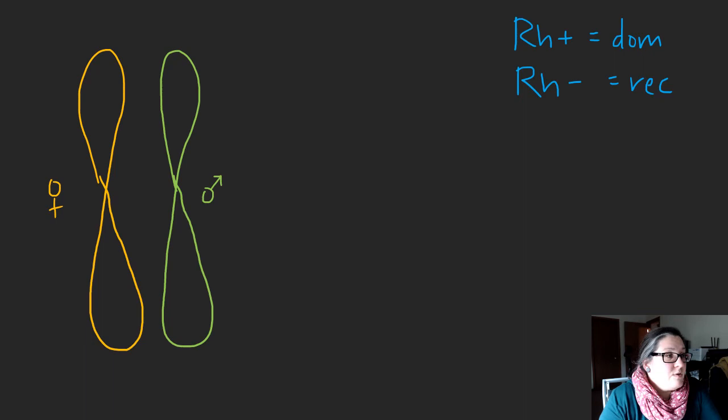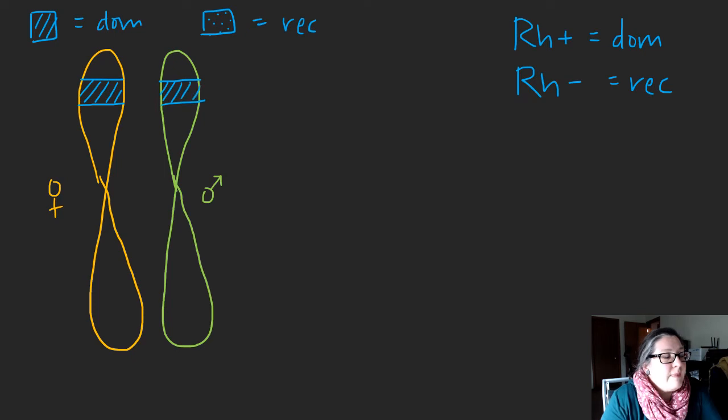So we can have an individual that has, say, a dominant, remember we did this in class. So the stripes mean dominant, and polka dots, sometimes it doesn't like polka dots, but it works today, equals recessive. We can have two dominant, and that means the phenotype of this is Rh positive, right?